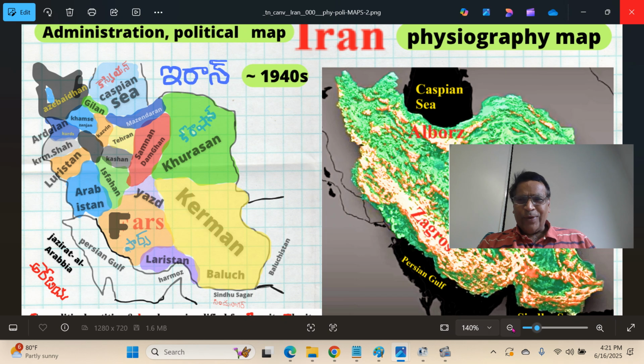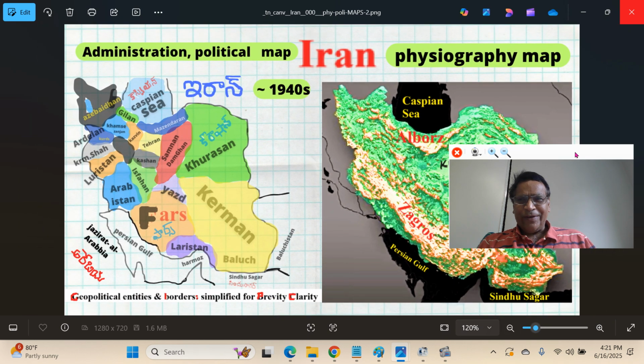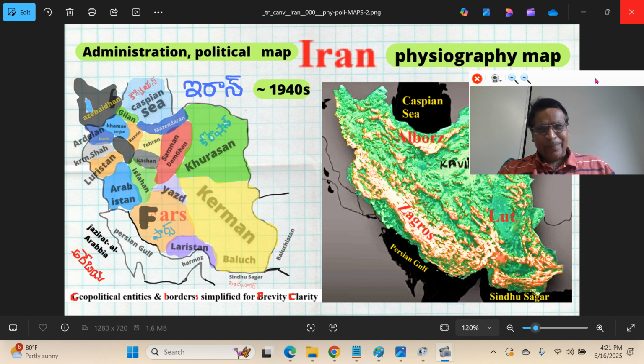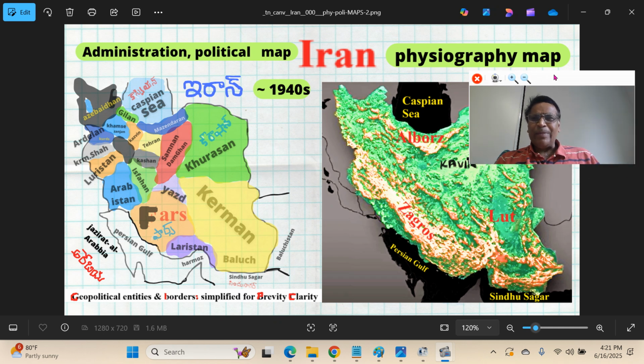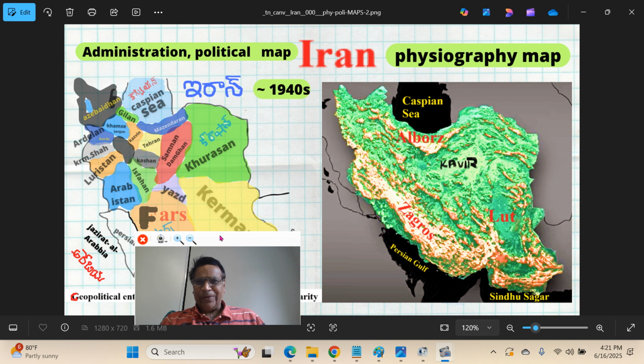Why should we look at physiographic maps compared to the standard administrative maps or political maps? Here you see Persia, Iran, Pahlavi Iran, around the 1940s. You can see the two-dimensional provinces of Persia. If you look here, the same map, you will get a different perspective. So the mountains, the Zagros, Alborz mountains, and Kavir Desert, Lut Desert, and Persian Gulf, and Sindhu Sagar, that is the Arabian Ocean, and Caspian Sea, and so on.